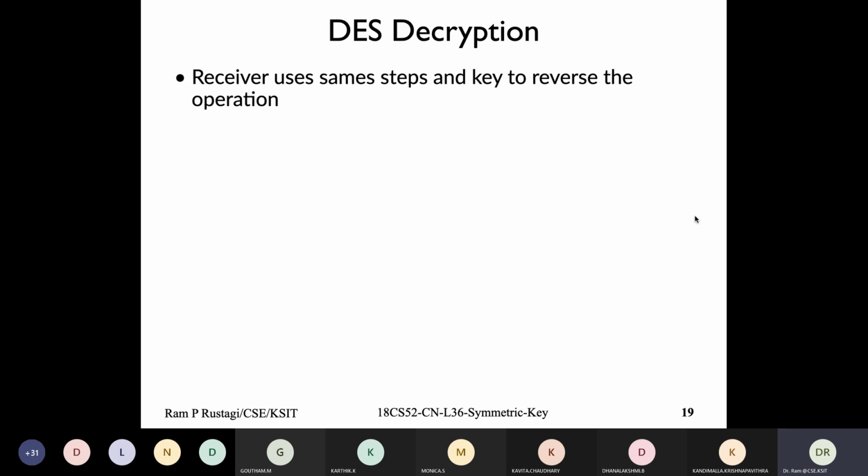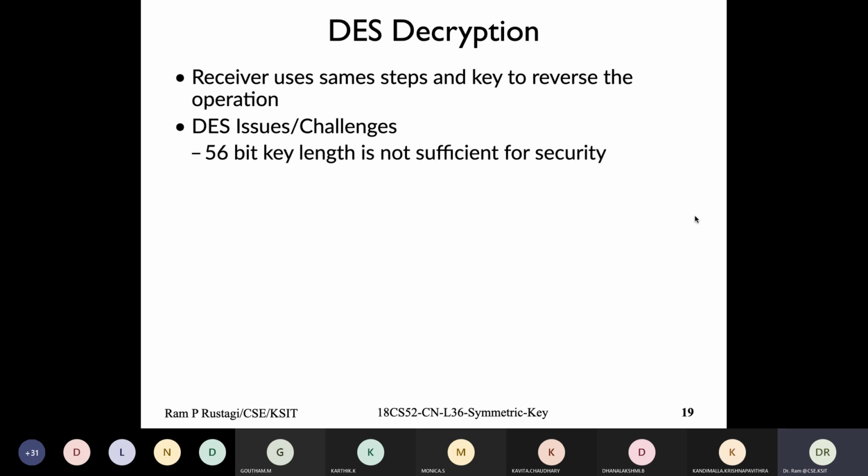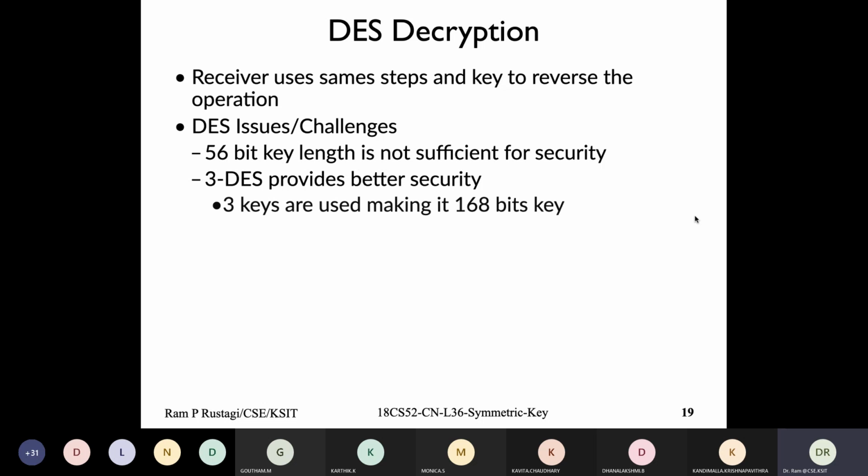Whatever operation we did, the same operation is done in the reverse way at the receiver end. The receiver would decrypt it and get the text. So the only challenge is the key. Initially, systems were not very fast, so in the early 90s, 56-bit keys were good enough. But today, this key can easily be broken in a few minutes because with high compute power, a 56-bit key can be broken and the key can be identified.